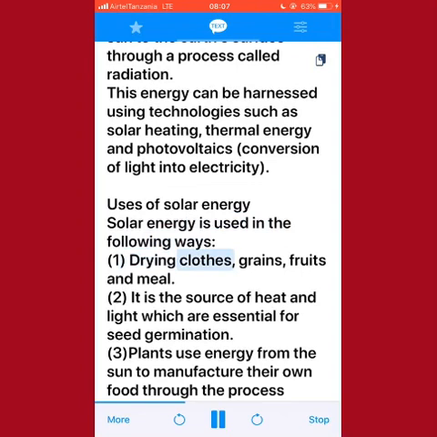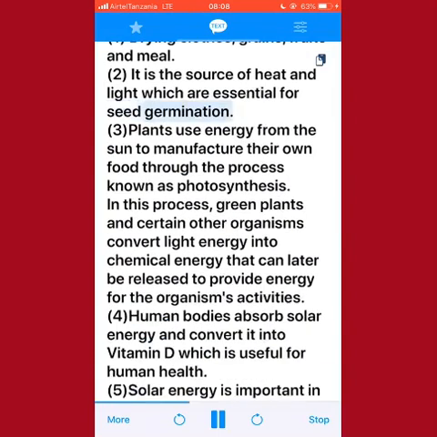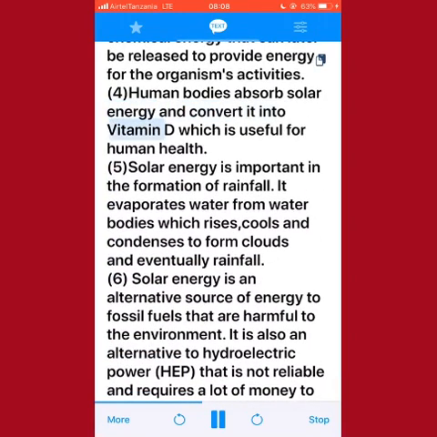1. Drying clothes, grains, fruits and meat. 2. It is the source of heat and light which are essential for seed germination. 3. Plants use energy from the Sun to manufacture their own food through the process known as photosynthesis. In this process, green plants and certain other organisms convert light energy into chemical energy that can later be released to provide energy for the organism's activities. 4. Human bodies absorb solar energy and convert it into vitamin D, which is useful for human health.